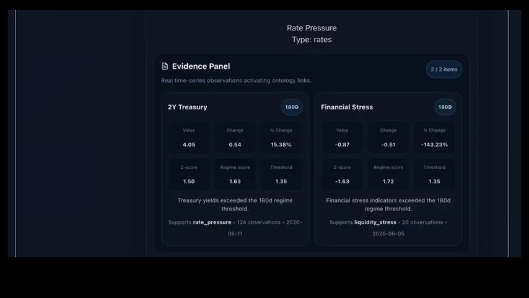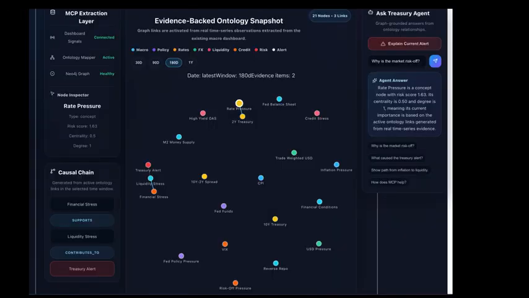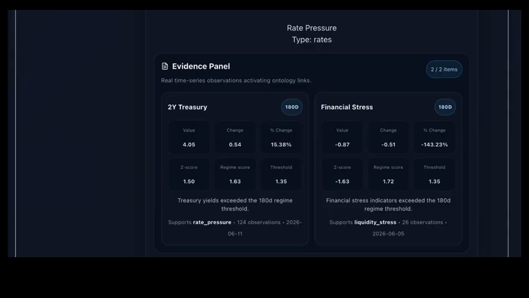Most AI consumes text. Most Treasury systems expose charts. We expose evidence-backed economic causality that both humans and agents can inspect and replay in real time. Traditional platforms stop at dashboards. We go further. We explain why.